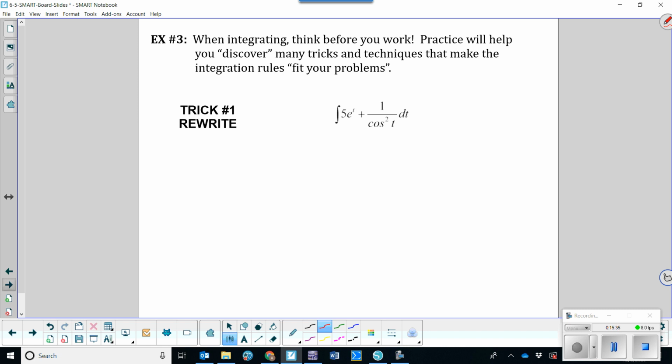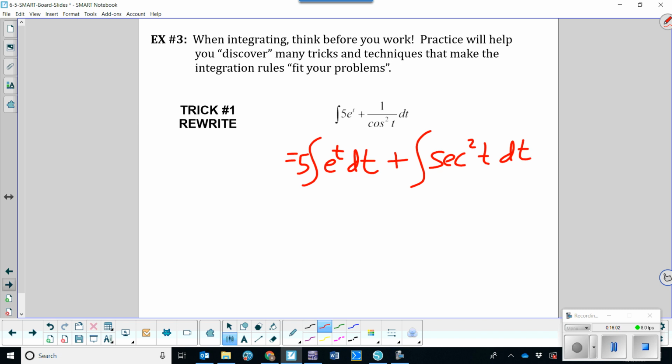So if we look at this problem, we can say, okay, 5e to the t, I can move the 5 out in front if I want, and I'm going to separate it because remember with integration, adding and subtracting can be done separately. So I pulled the 5 out, that's a property, and then I'm going to rewrite 1 over cosine squared as secant squared of t dt.